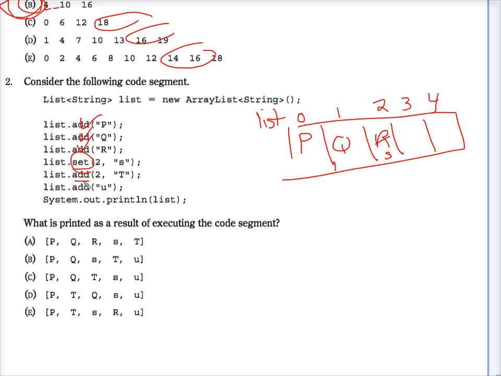Now the add method, when it has 2 parameters, works a little differently than it did here. It does not tack the T onto the end. It inserts the T into position 2. So here's position 2 that now has a capital T. That S shifts to the right, so it's now in the newly created position 3. And now we do an add U. The U ends up being added to the tail end.